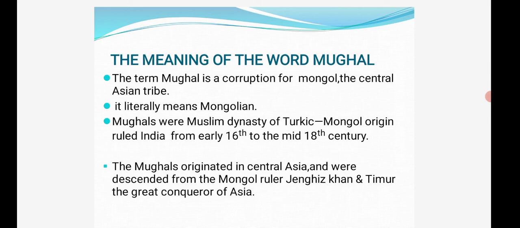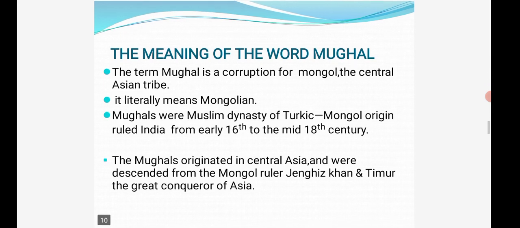Mughals were a Muslim dynasty of Turkic and Mongol origin, who ruled India from the early 16th to the mid 18th century. The Mughals originated in Central Asia and were descended from the Mongol ruler Chinggis Khan and Timur, the great conqueror of Asia.